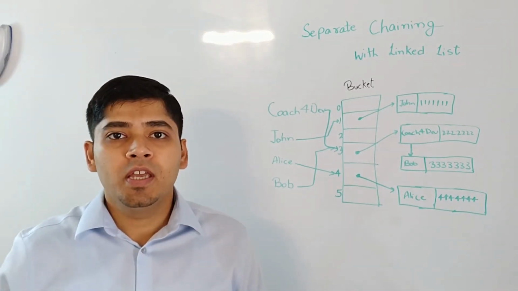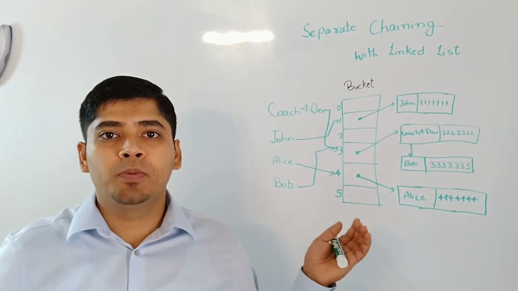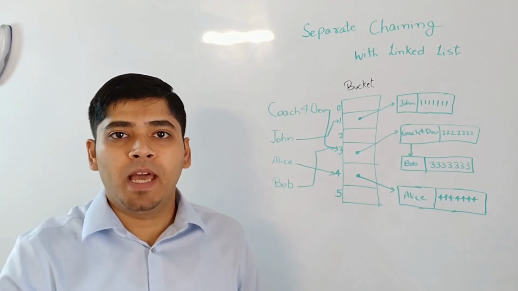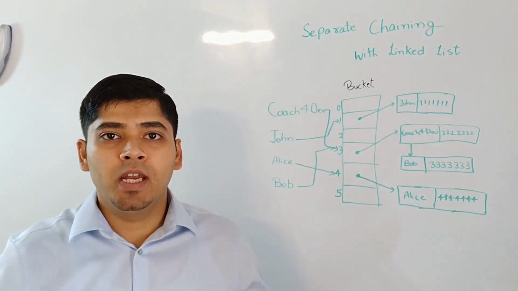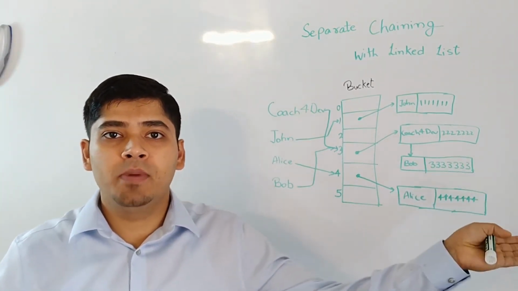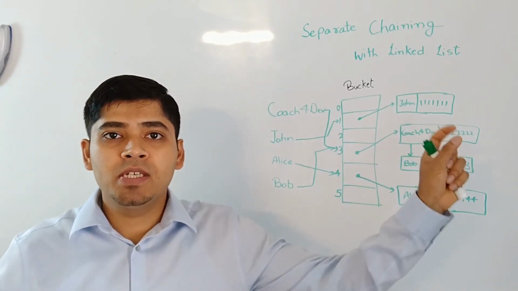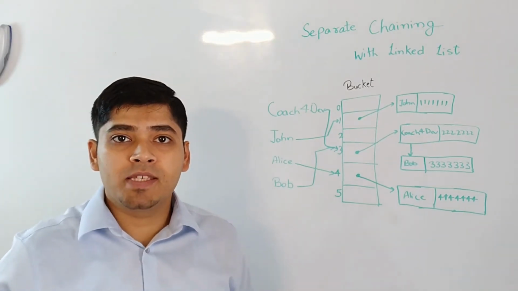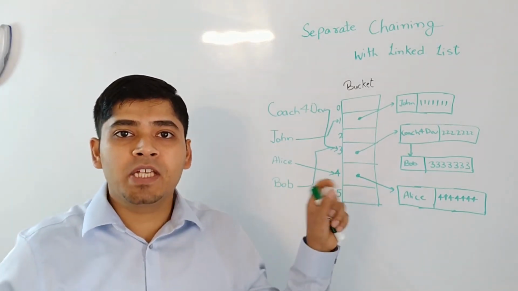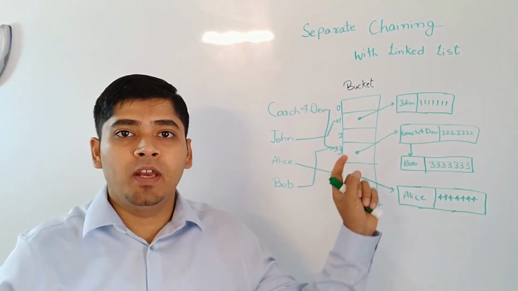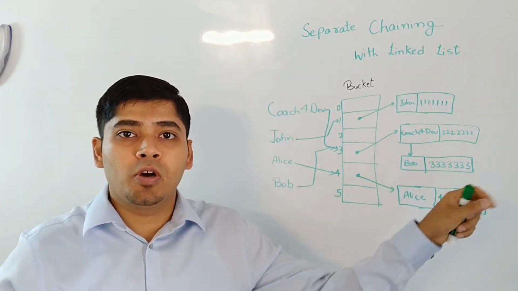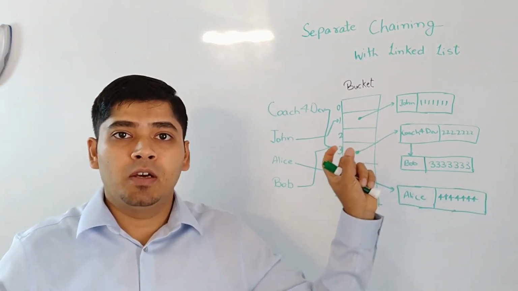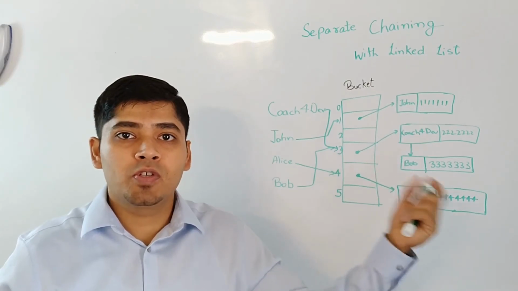So in this technique, if we have to do a lookup, suppose you input John as the key and you want to look up its value, what do we do? We apply the hash function, we get the corresponding index, we go there and we see the first element of the linked list. If the key matches, then we return the value. In case of Bob, similarly, we apply the hash function on Bob and we find out that it's at index 3. So we go to the corresponding linked list. We compare the key with the first element. We see that the first key is Coach for Dev, so it's not a match.